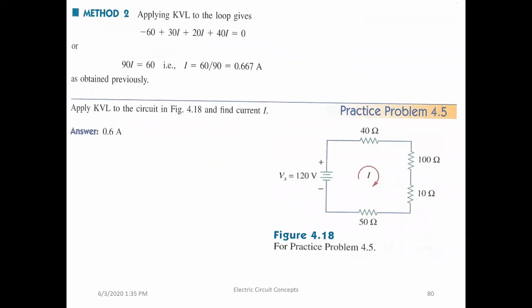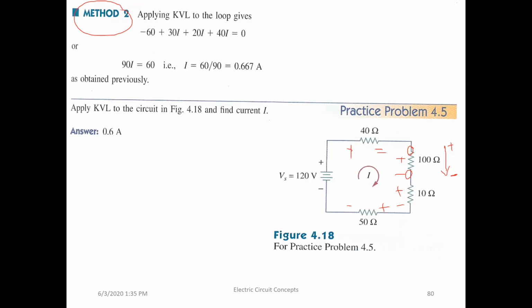Practice problem. Again, this is method number two. We already explained it earlier. The same thing here as I did in the previous one. In this practice problem, here is the current direction, with plus and minus marked across each element. Because the current is going this way, or going down, the tail is the plus and the arrow is the minus, because current always goes from a higher potential to a lower potential.